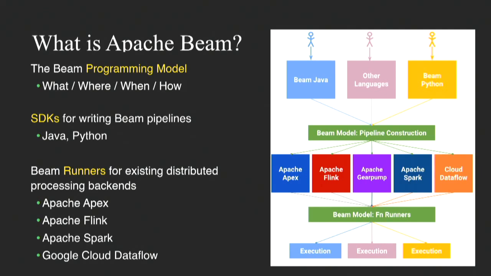There are also, not mentioned here, DSLs. There's one popular one now called Scio, which is a Scala DSL on top of Beam, with an API that's sort of a hybrid between a Spark-like and a Scalding-like API. And then a bunch of runners. Apex, Flink, Spark, and Google Cloud Dataflow are the current supported runners.